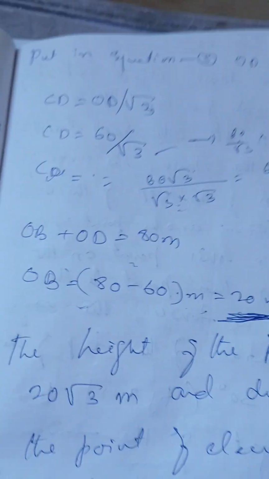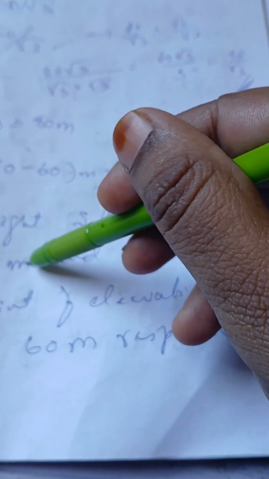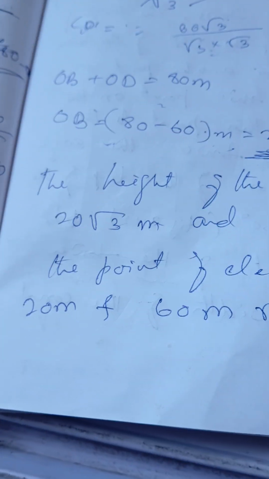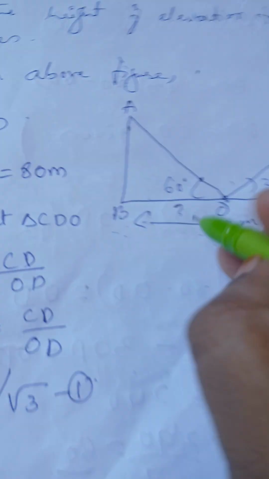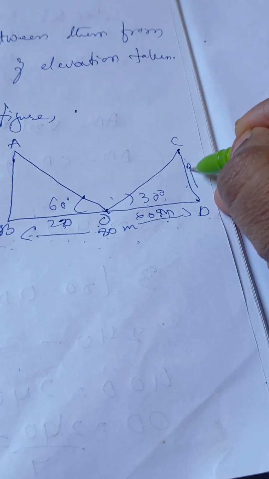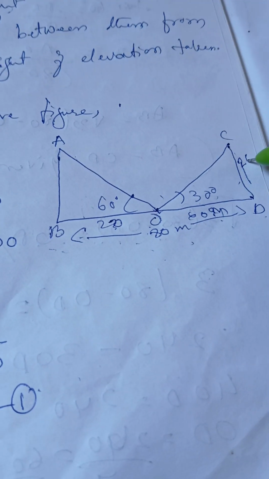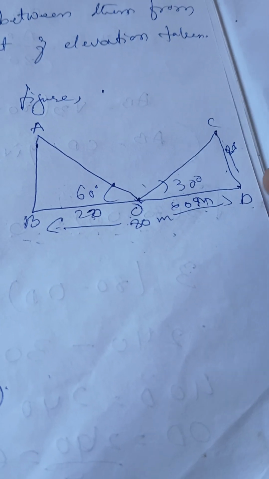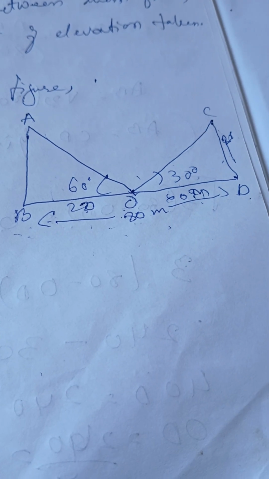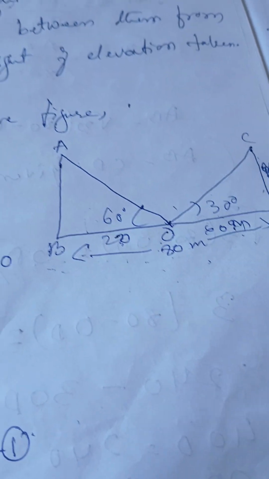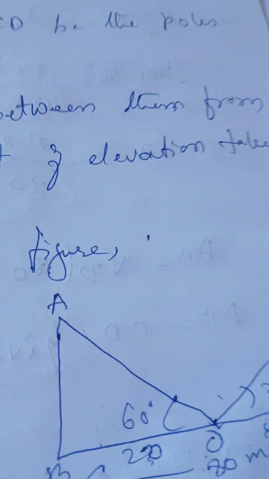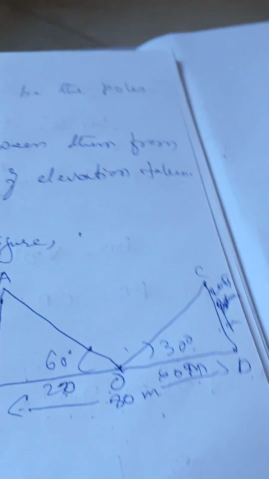Is it clear? So the height of the poles is 20 root 3 meters, and the distances from the point of elevation are 20 meters and 60 meters respectively. So we have to find the distances and the height of the poles. The height of the poles is 20 root 3 meters. So 20 root 3 is our height of the poles.